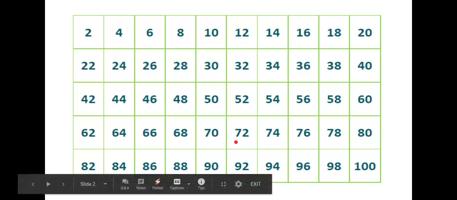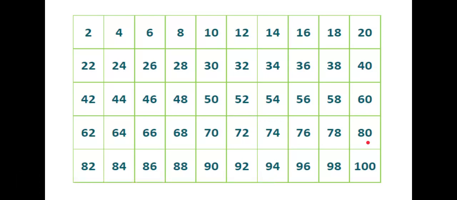Même ici. Je suis à 72. So I'm at 72. 72. 2, 4, 6, 8, 0. Les nombres qui se répètent sont 2, 4, 6, 8, 0.